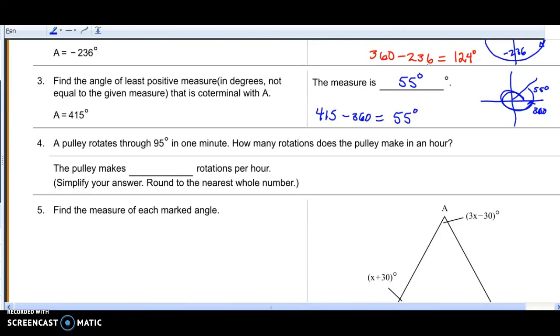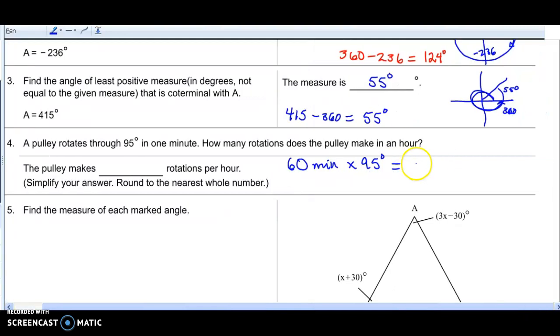Let's check out this pulley rotating thing. So a pulley rotates through 95 degrees in 1 minute. How many rotations does the pulley make in an hour? Well, I know that there's 60 minutes in an hour. So in 60 minutes, it will have gone through 60 times 95 degrees, it'll have gone through that many degrees. So it will have gone through 5,700 degrees in 1 hour.